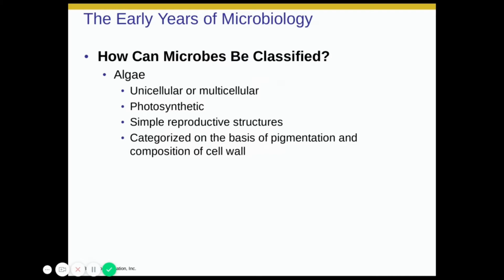They can be both uni or multicellular. They are photosynthetic. So this means they actually use carbon dioxide and water and energy from the sun in order to produce their own sugars, which go to build their structure and provide them with an energy source in order to live. Now, we characterize them based upon two different components: what pigment they use in order to gather the energy from the sun, and then the composition of that cell wall.